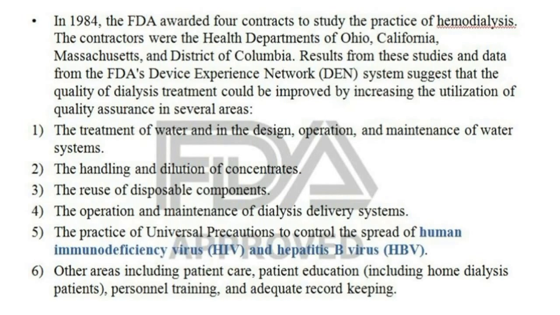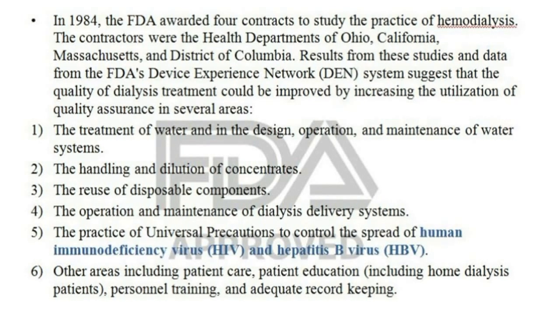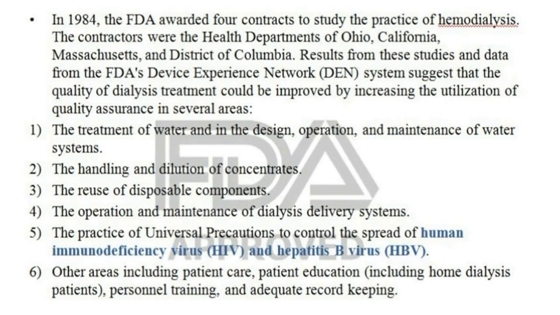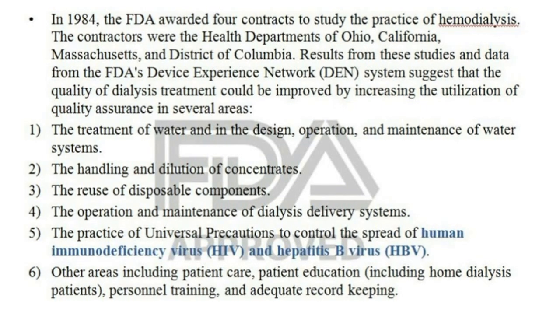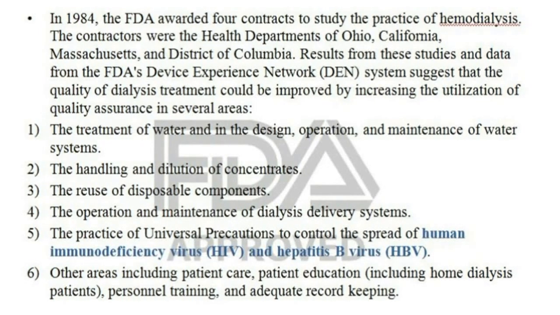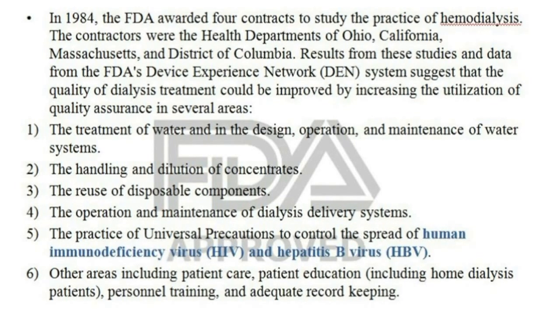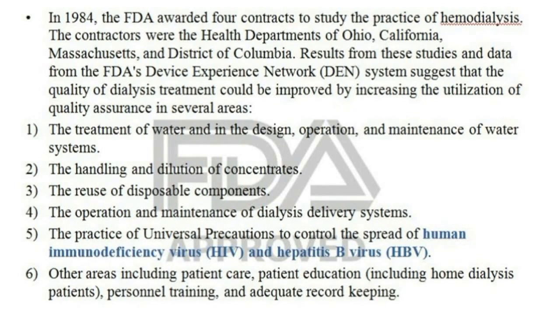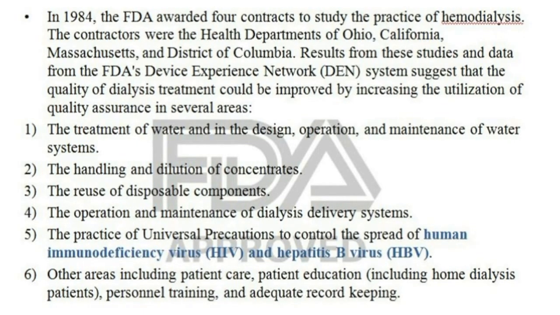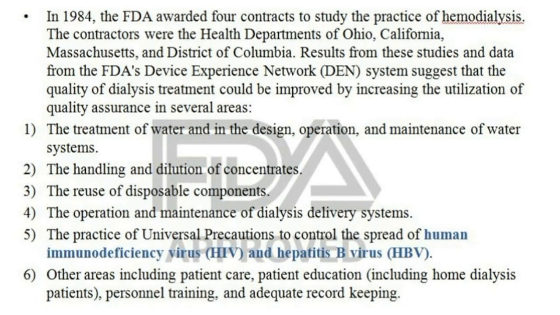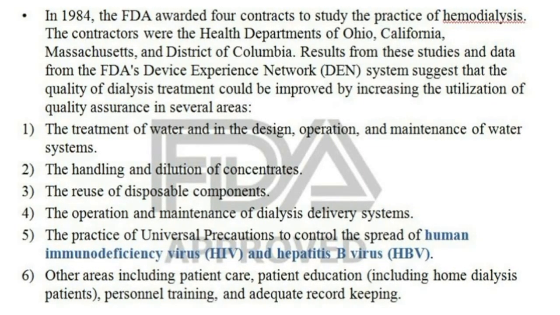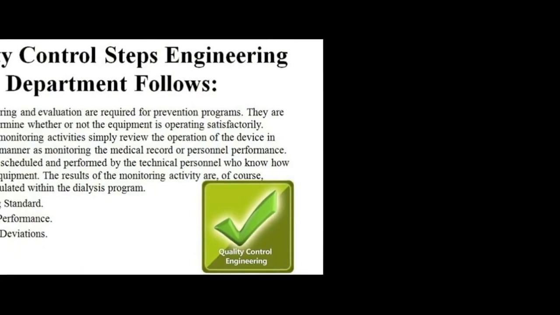The guidelines for a dialysis facility are listed below: the treatment of water, the handling and dilution of concentrates, the reuse of disposable components, the operation and maintenance of dialysis machines, and the practice of universal precautions to control the spread of human viruses such as HIV and HBV. The sixth point covers other areas including patient care, patient education, personnel training, and accurate record keeping.